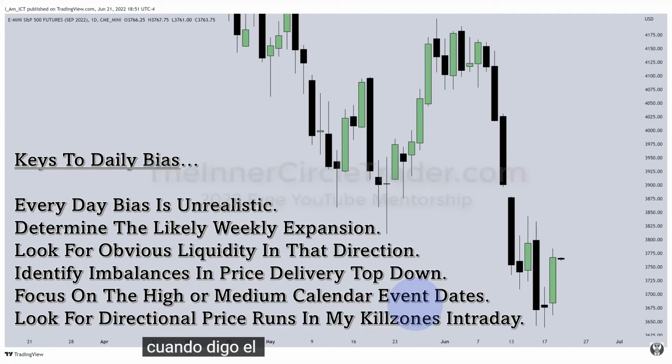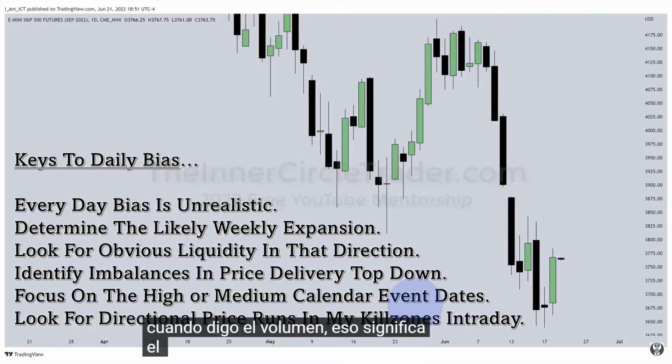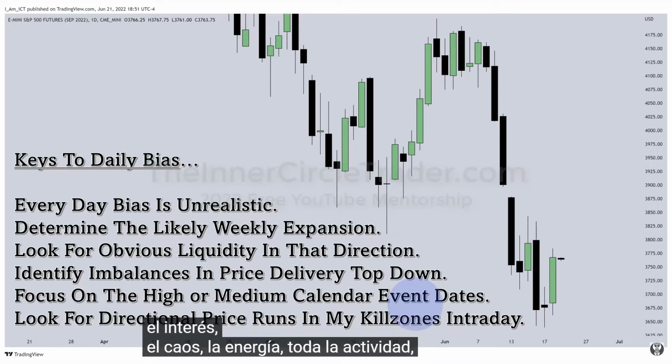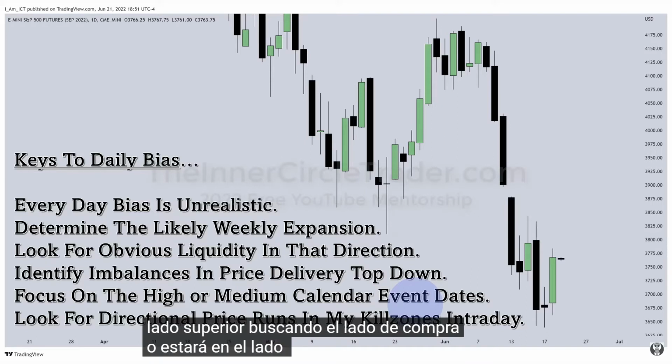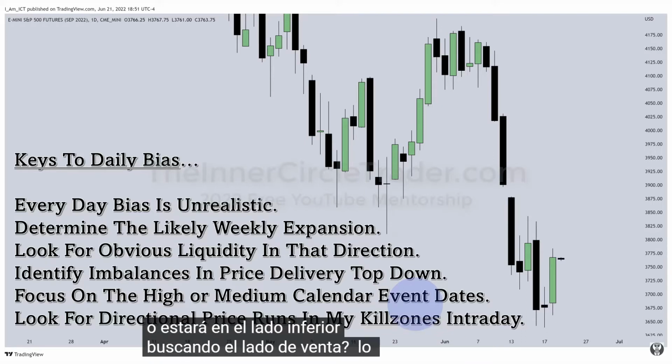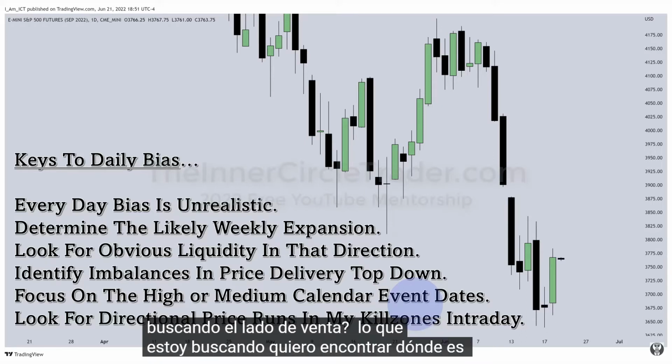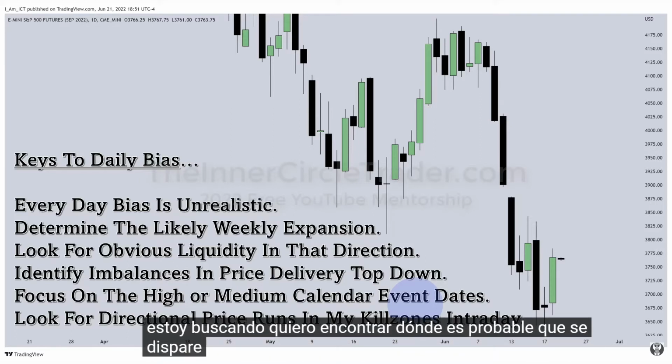When I say the volume, that means the interest, the chaos, the energy, all the activity, the action, okay? Is it going to be on the higher side, reaching for buy side, or is it going to be on the lower side, reaching for sell side? That's what I'm looking for. I want to find, where is it likely to gun for this particular week?